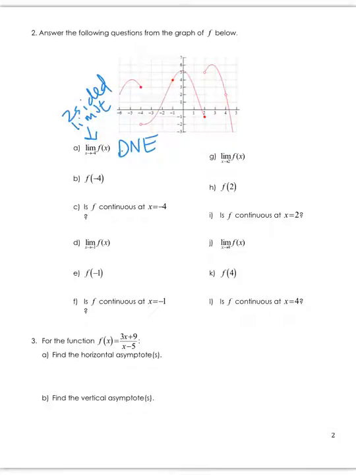Okay, next, f of -4. So when x is -4, what's y? We have a closed-in circle up here at 3, so that's my answer, 3. Okay, that just means the actual point, and that's the only closed-in dot, okay?